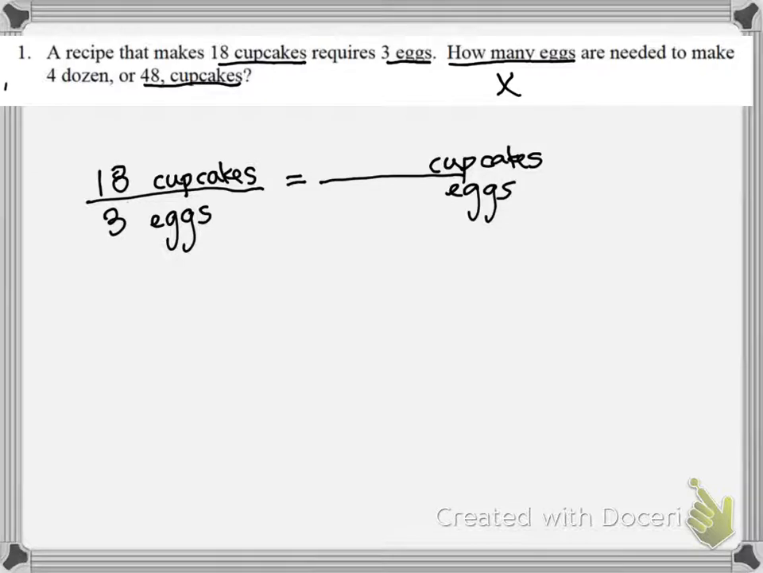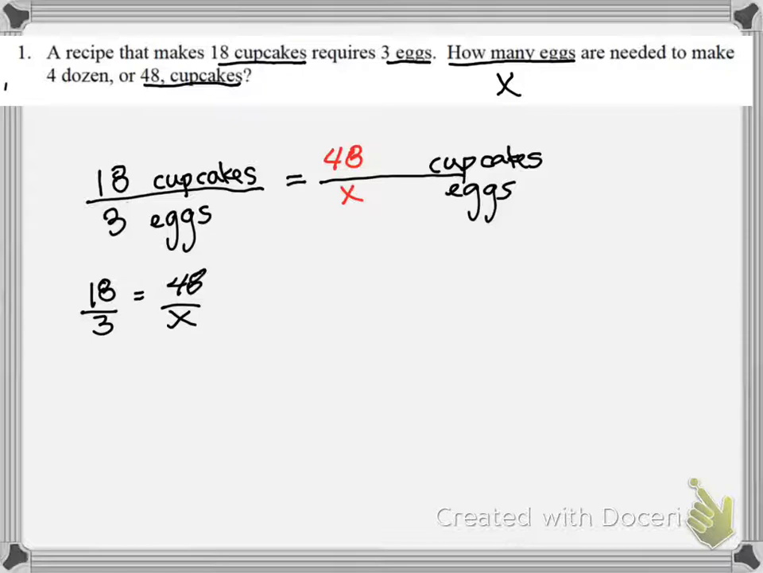Okay, so how many eggs? So where should that X go? Should it go here next to the cupcakes? Or should it go here next to the eggs? If you said that it should go next to the eggs, then you're correct. Okay, then we have 48 cupcakes, so that 48 has to go upstairs next to the cupcakes. And lo and behold, we actually have a proportion. We have 18 over 3 equals 48 over X.